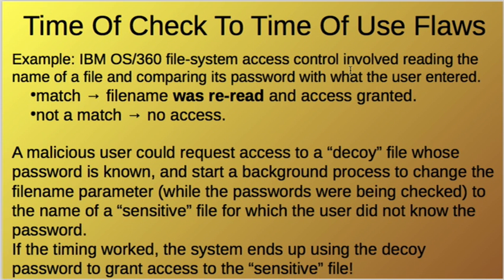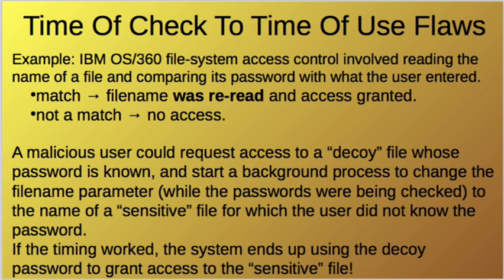Another example is the old IBM OS 360. So this is going back to, I believe, the 60s and 70s. They had a file system access control that involved reading the name of a file, comparing its password with what the user entered, and then checking to make sure. So if you had a match, the file name was reread and the access was granted. So here was a critical flaw. If there was no match, you got no access.